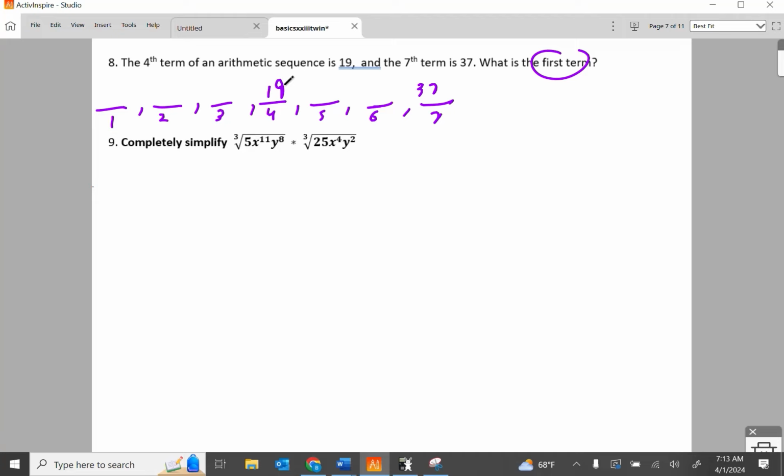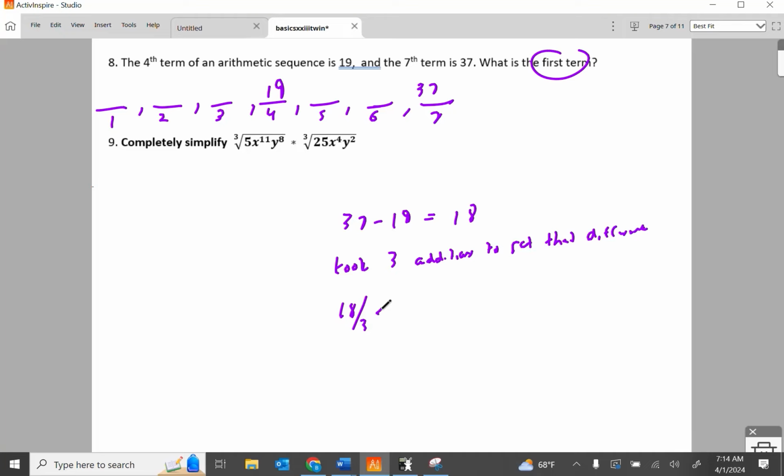Now, some kids will just sit here and figure out what number they have to add over and over and over and over. Well, you can do that, that's fine. 37 minus 19 is what, 18? And it took 3 additions to get that difference.